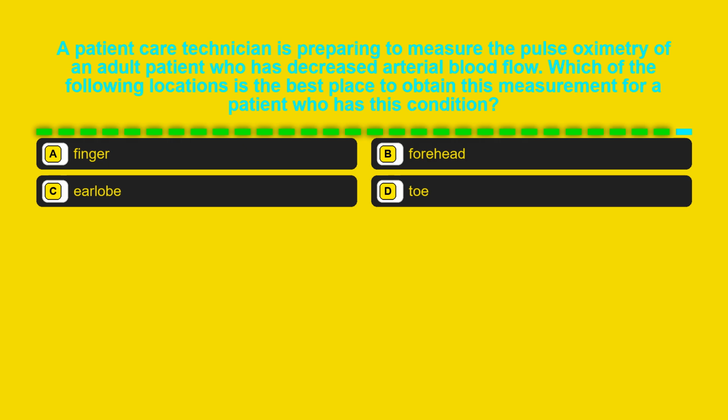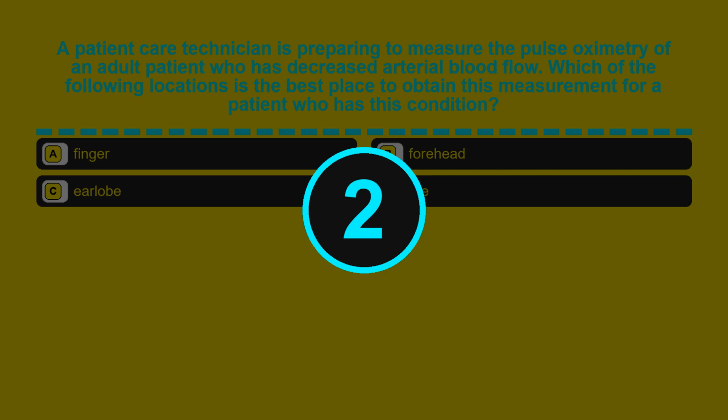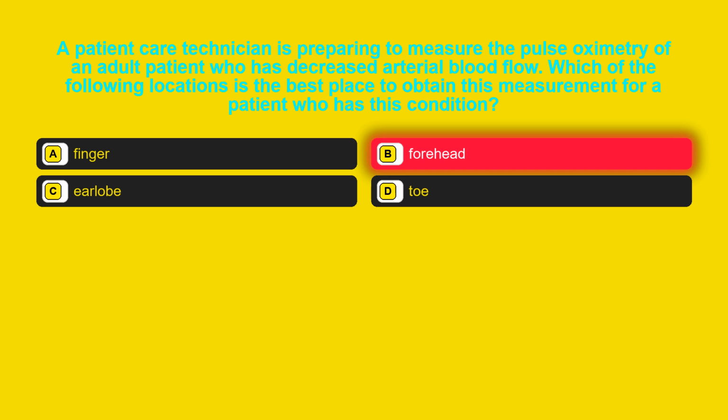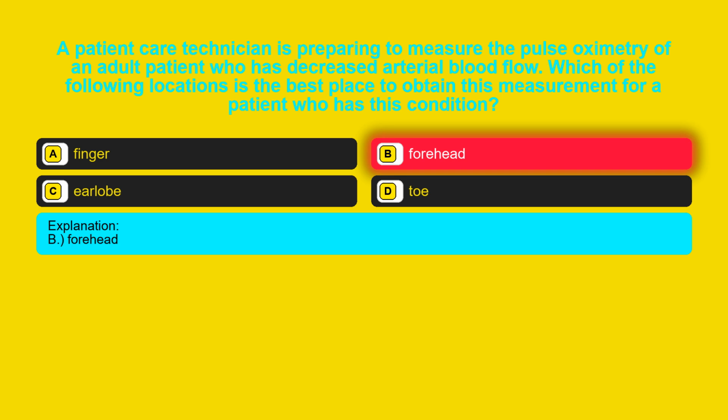Question 2. A patient care technician is preparing to measure the pulse oximetry of an adult patient who has decreased arterial blood flow. Which of the following locations is the best place to obtain this measurement for a patient who has this condition? Option A. Finger. Option B. Forehead. Option C. Earlobe. Option D. Toe. The correct answer is option B. Forehead.